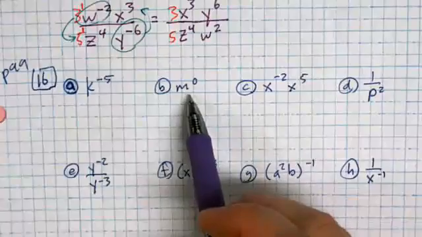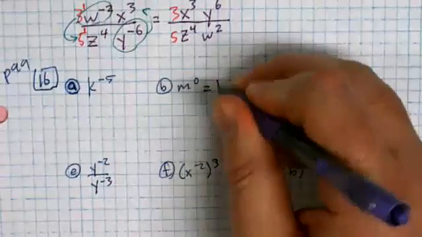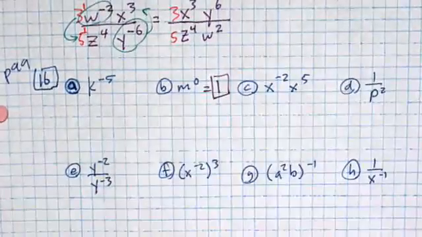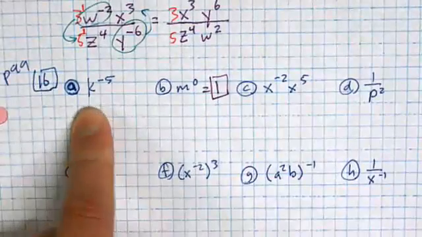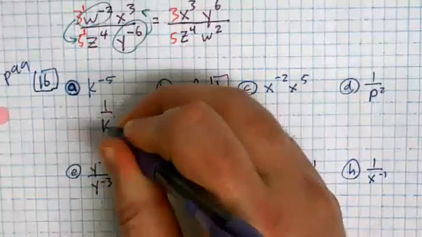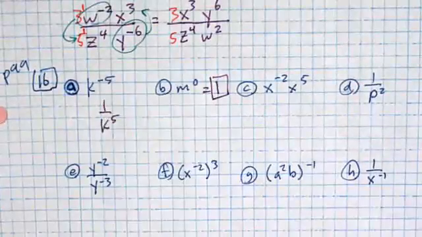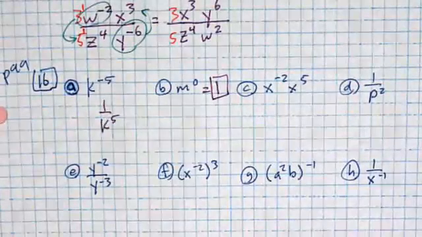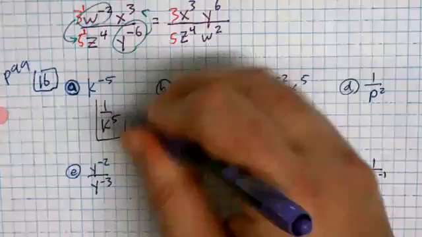What is m to the 0? Final answer is 1. All right, k to the -5th. Did you write 1 over k to the 5th? Did you move it downstairs and call it a positive exponent? Yes. Hooray, you got this. All right.